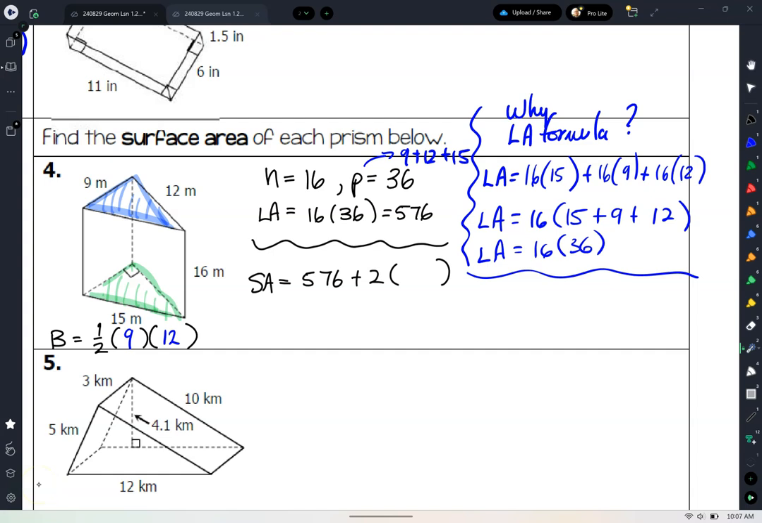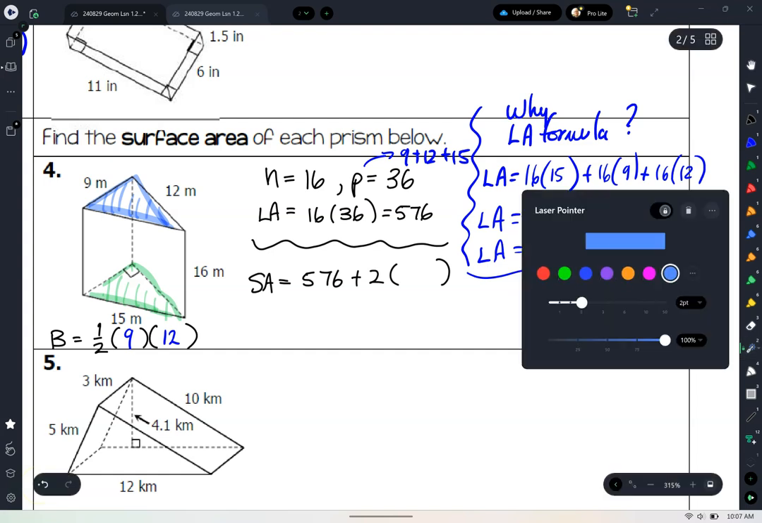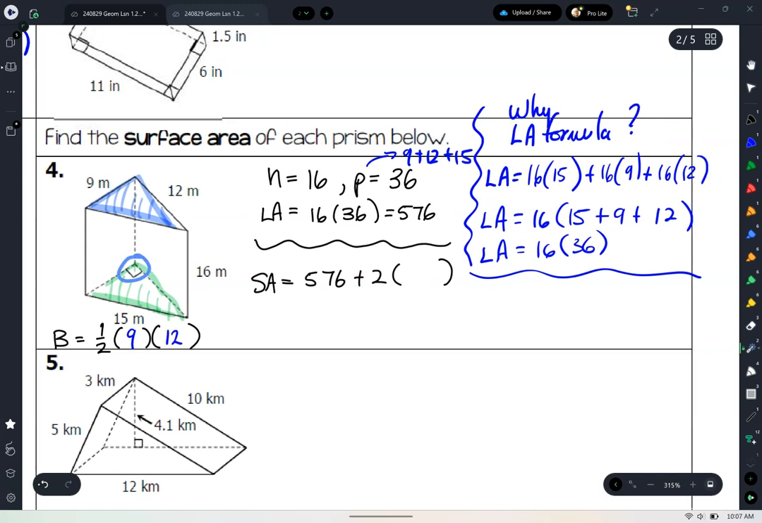9 and 12. Why 9 and 12? Because here's your 90-degree angle. That means that this and this are lowercase b and lowercase h when we're talking about finding the area of a two-dimensional shape. Does that make sense? Okay. So that gives us the area of one of the bases. So what is that area? Yeah, that's going to be 54, right? And there's 2 bases, right? So we have to multiply by 2. That's what that times 2 is there.